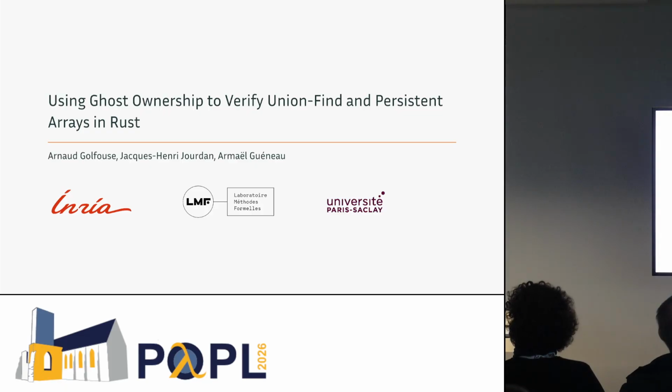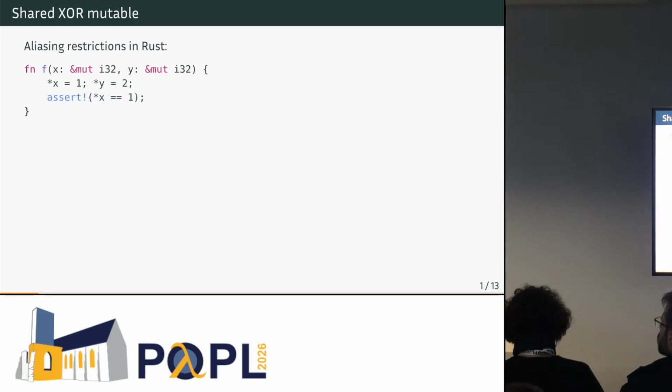Okay, so I'm a PhD student working with Jacques-Henri Jourdan and Armaël Guéneau, and I'm here to talk to you about how we verified union-find and persistent arrays in Rust. So in Rust, you have this interesting principle that's called shared XOR mutable a lot of the time, and that brings us some very strong guarantees about aliasing of pointers.